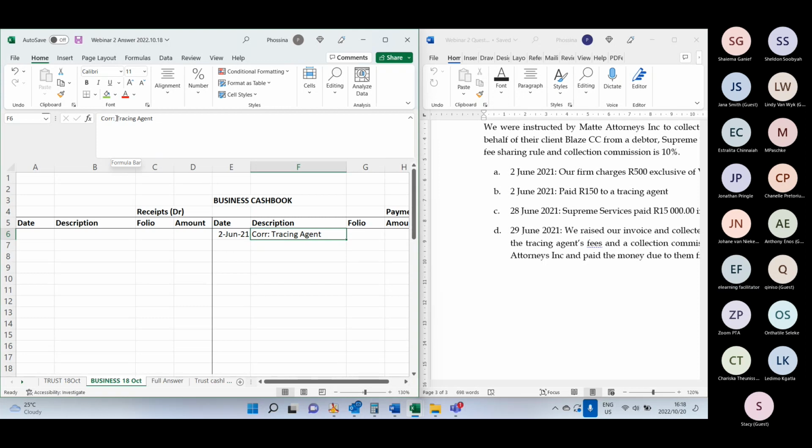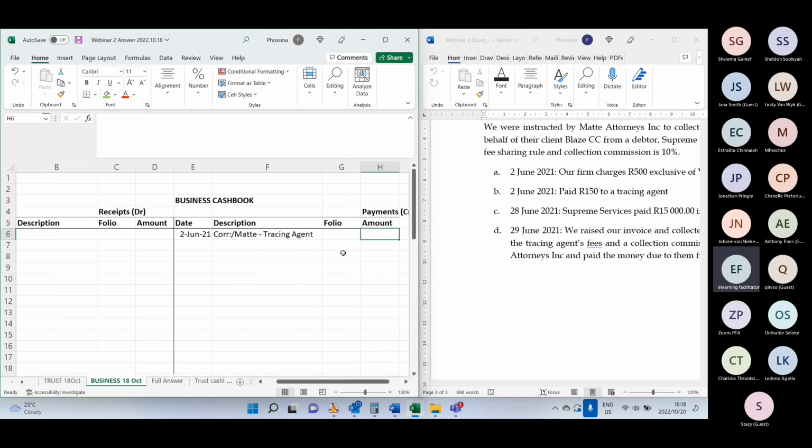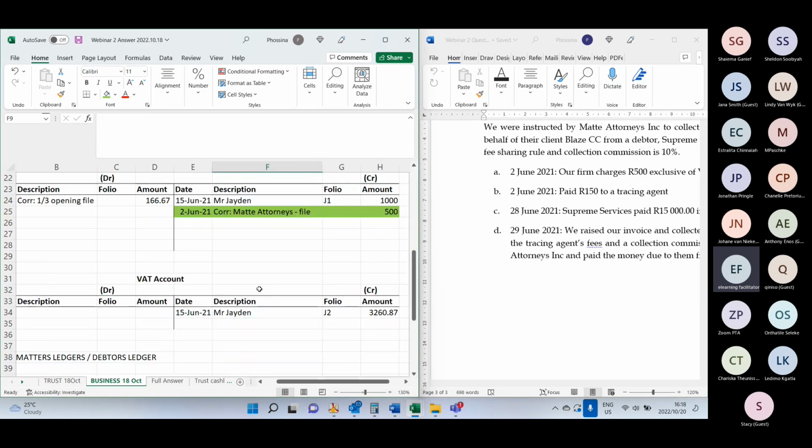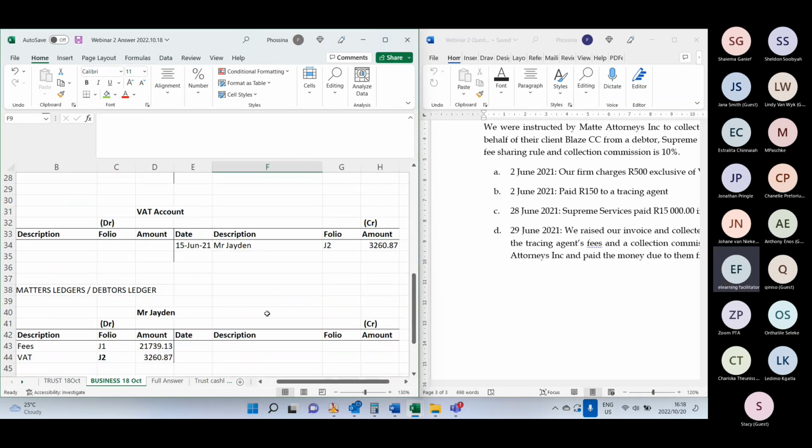We can as well show that it's format attorneys. So that's the description, and then the amount, we are paying 150 rand. So we have paid, our cash book is recorded. And then we also need to make the second leg so that we post it. Where we are taking it, we are taking it to our correspondent account, Met attorneys account.